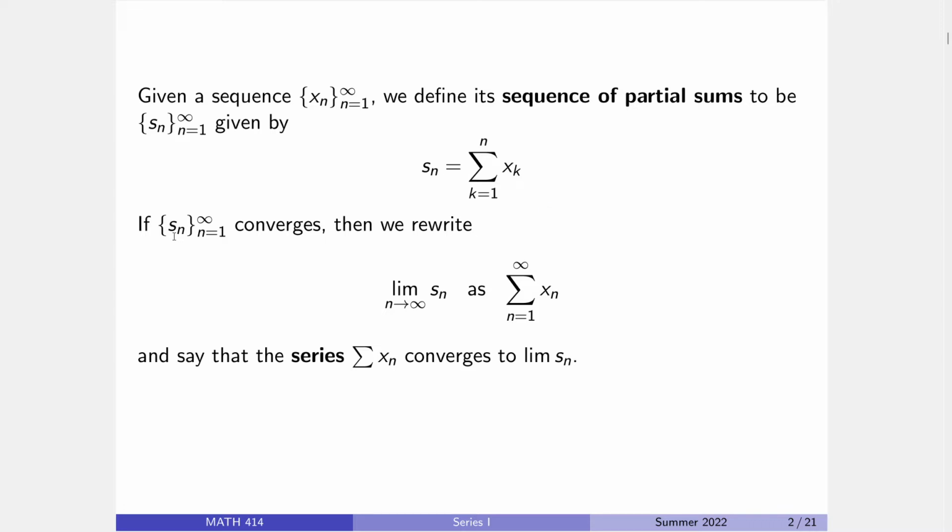So if the sequence of partial sums converges, then we write the limit as this fancy symbol, and we say that the series converges to whatever this limit may be. All right, so that's it. So this symbol means no more than just take the limit of this as n goes to infinity. No more, no less. That's it.